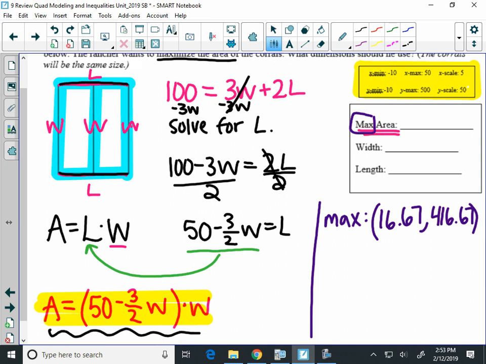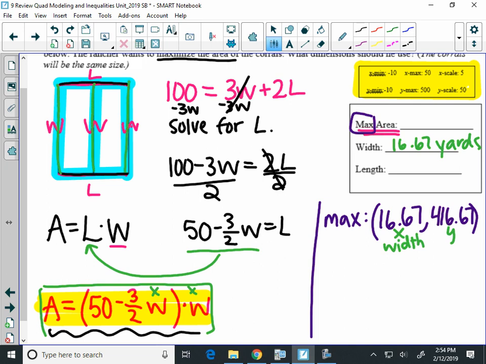Now, from that information, we need to be able to interpret the ordered pair. Now, remember, your ordered pair is an x and a y. When I look at the equation that I graphed over here, the letter that's acting like the x is the width. So this x value is the width of the corral, 16.67 yards. That's how wide all these W's should be in the picture for the rancher to make the biggest pen he can with 100 yards.